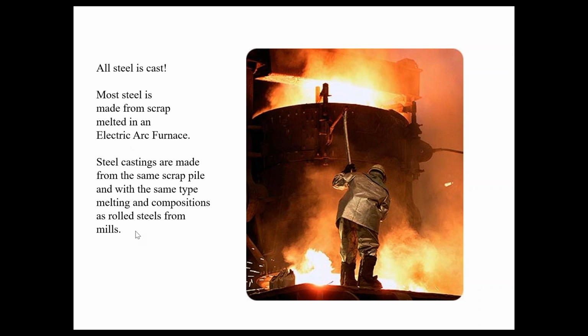In rolled products, we cast either a square bar in continuous casting, or we may cast a big ingot, and then we heat it and roll it into the plate or bar or pipe or whatever you want. In steel casting technology, we actually cast the steel into the final shape.